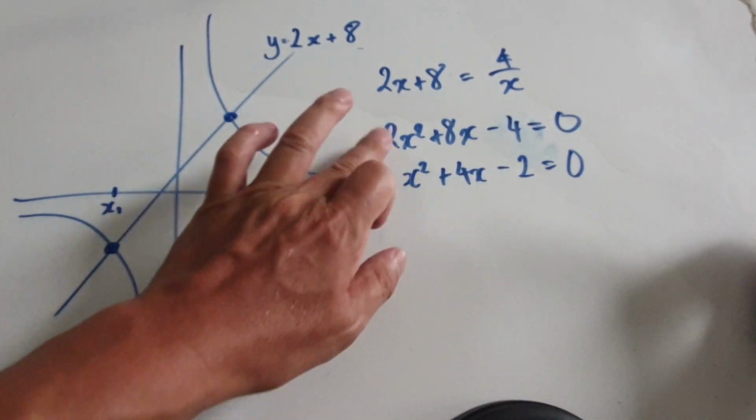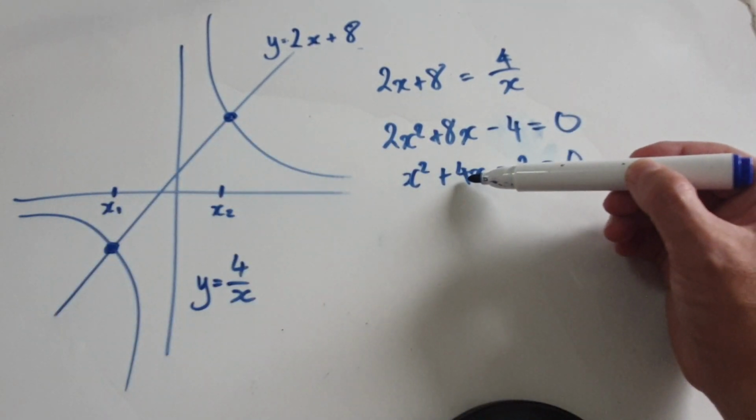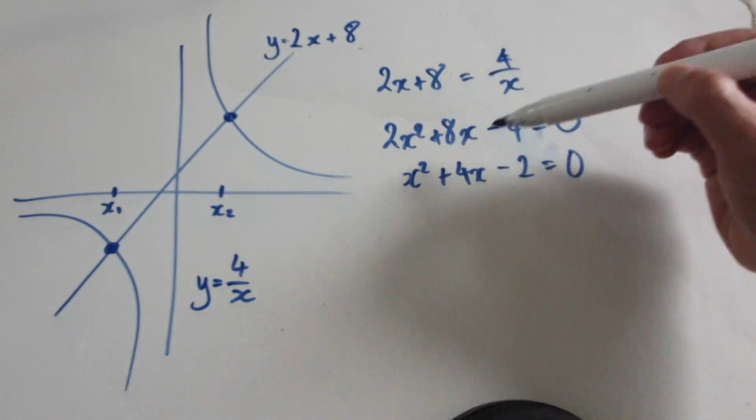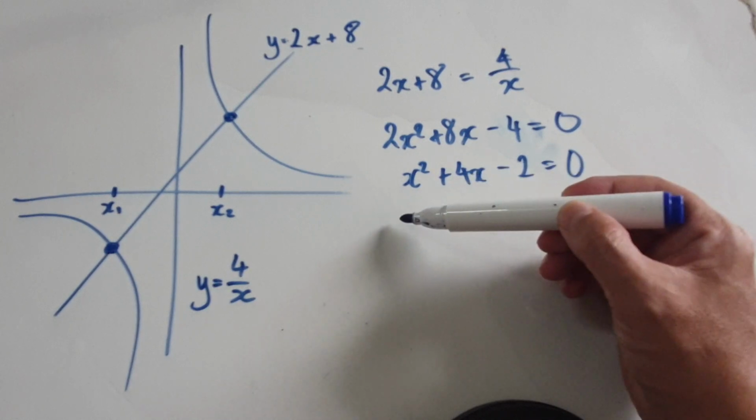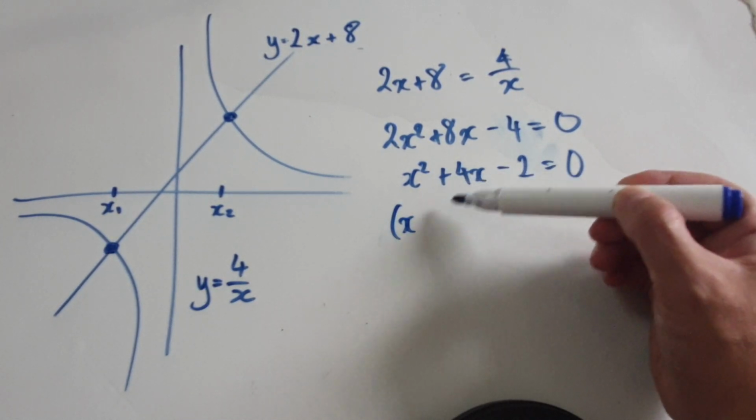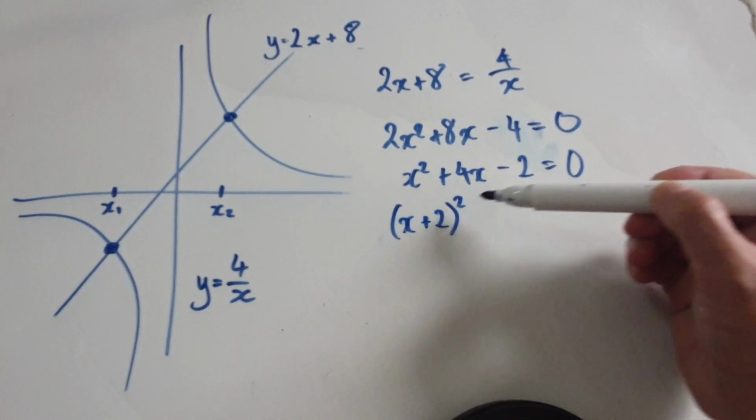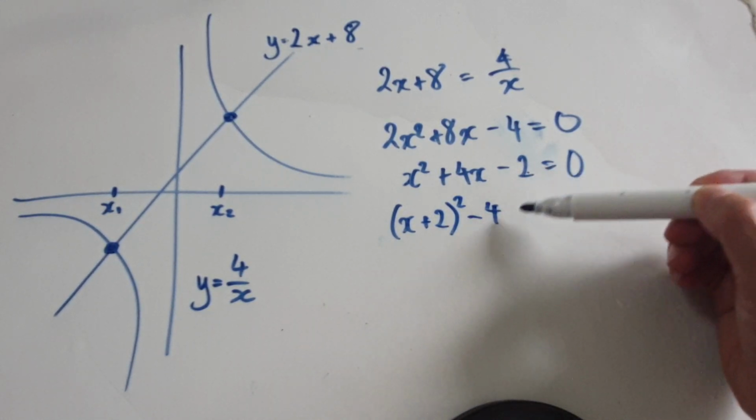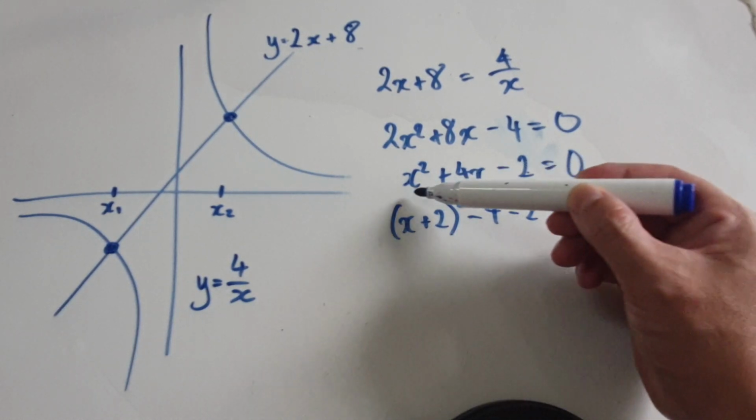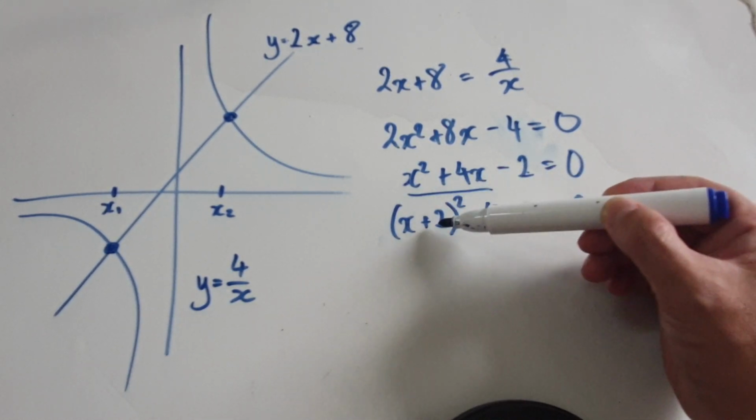So to complete the square, your eye should zoom into these two terms. To complete the square, it would be x plus 2, half of this, square it, take away the rubbish, and then carry this negative 2 down. And then 0 is this thing here. Because when you complete the square, it's always going to be half of this.